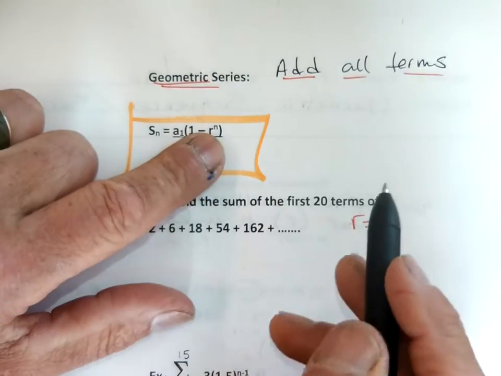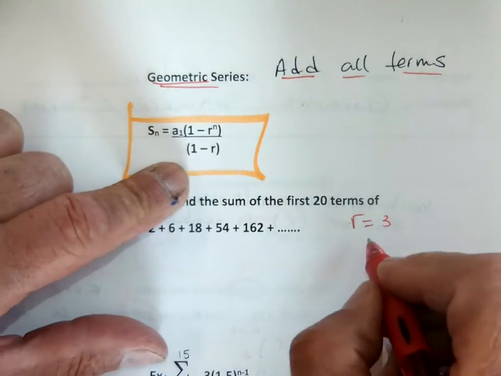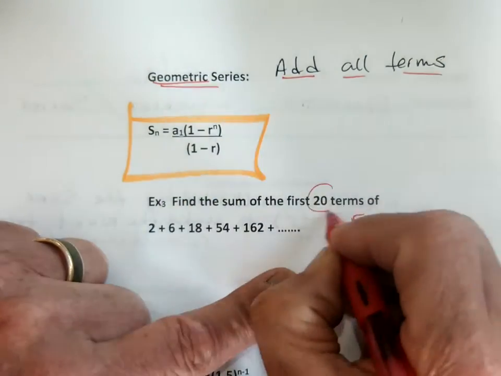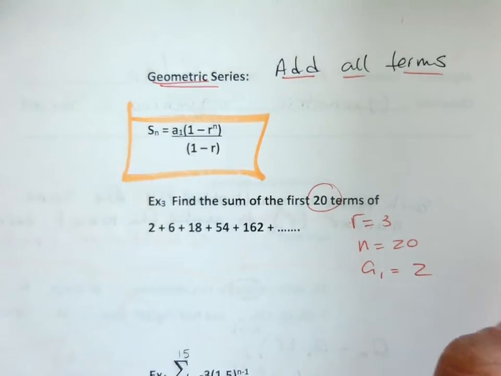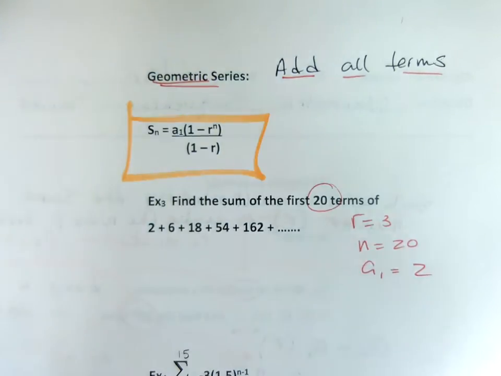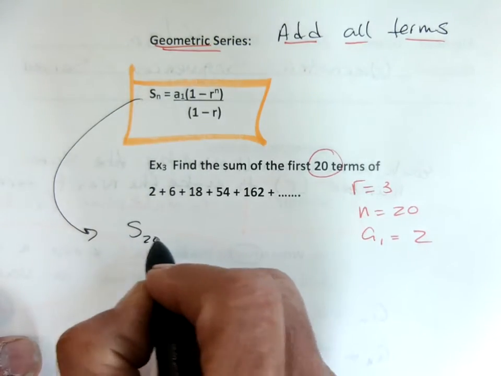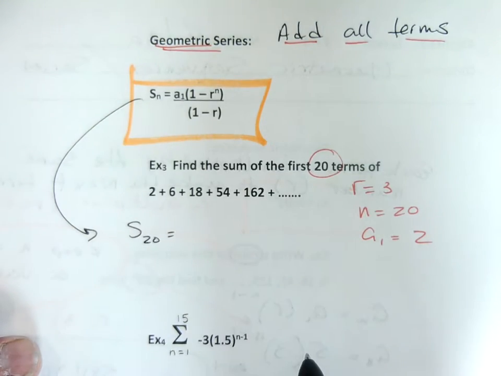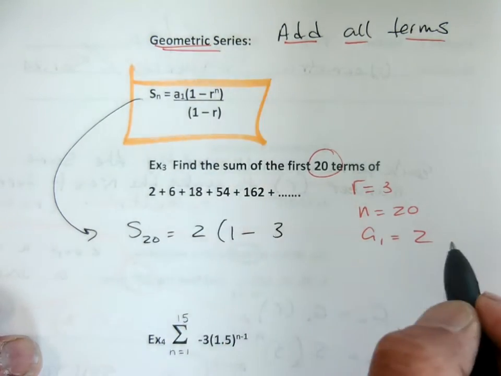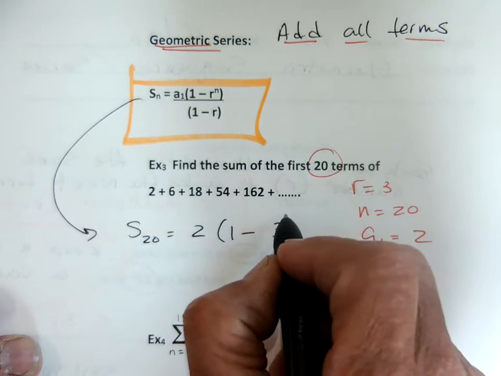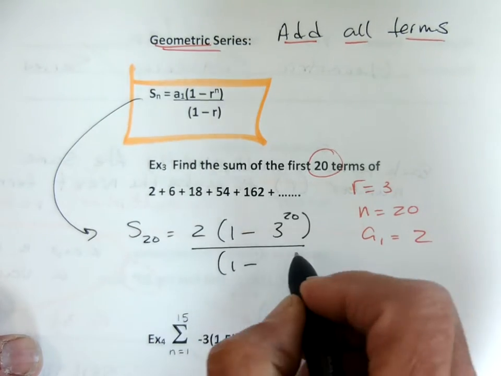So I know the ratio is 3, and I know n, the number of terms, is 20, right? Because I need the 20th term. And I know the first term is 2. So let's see if we can set this up. I'm going to go S of 20 equals A1, which is 2, times 1 minus R, which is my 3, to the n power. Well, the n power is going to be to the 20th power, divided by 1 minus R, which is 3.